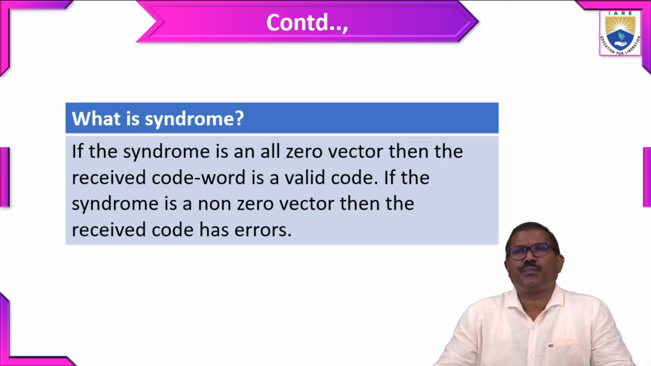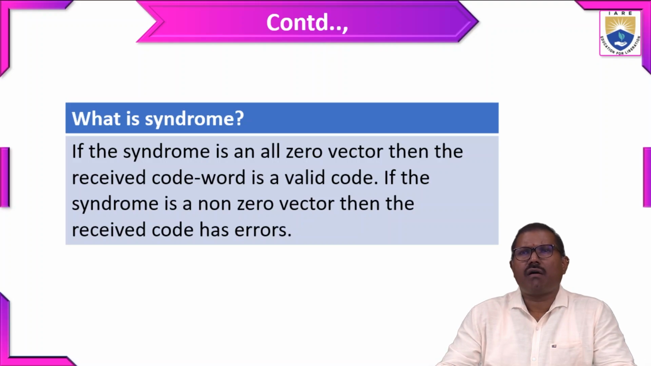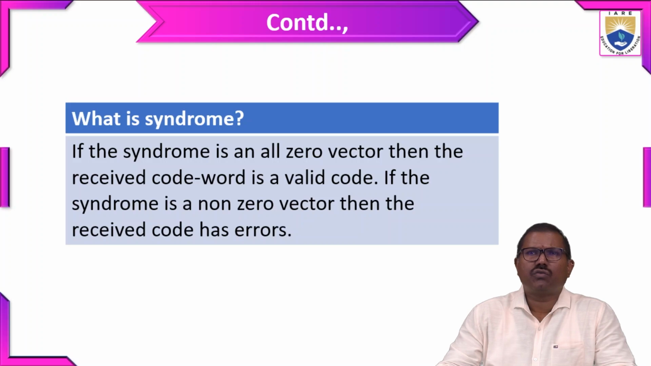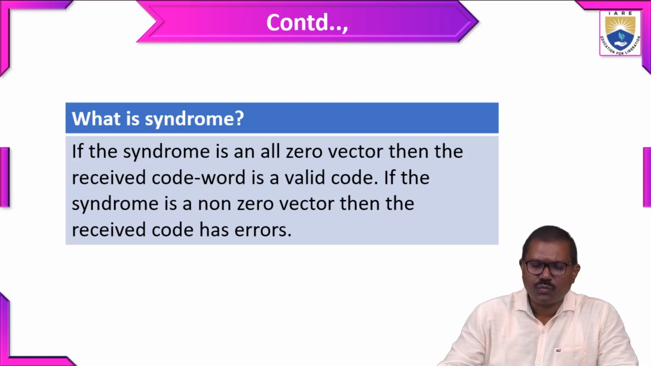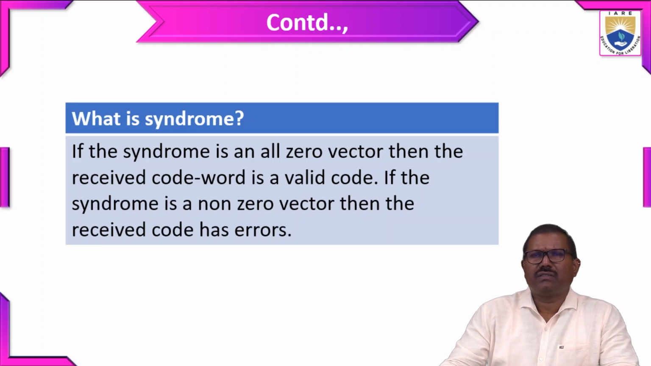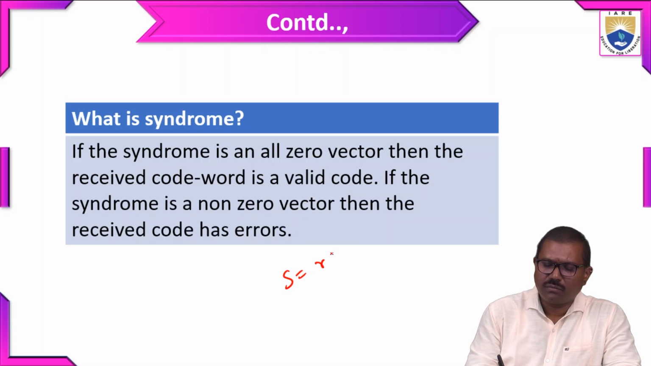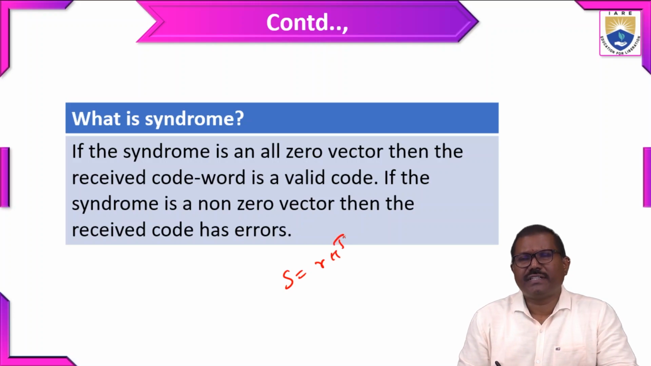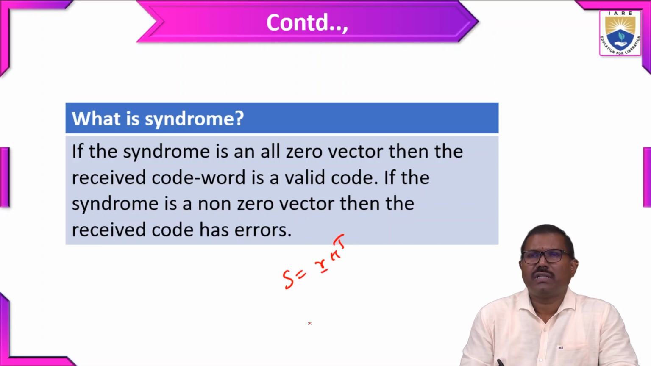What is syndrome? If the syndrome is an all zero vector, then the received code is a valid code. If the syndrome is a non-zero vector, then the received code has errors. Okay. So here we are going to calculate the syndrome. S equal to R into H power T, where R is the received code and H is the parity check matrix. So by using these two, we can find the syndrome.